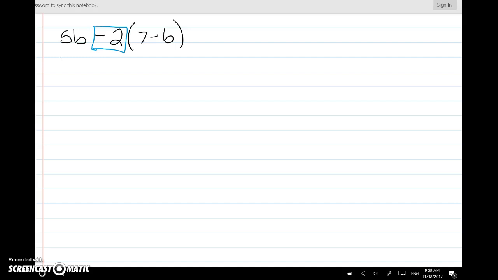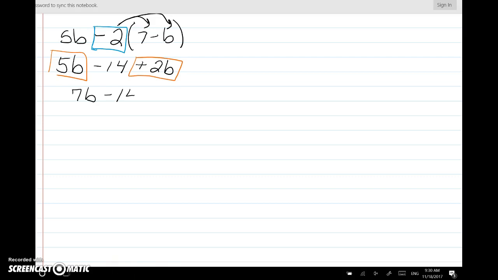So we're going to bring down the 5b because we're not doing anything to it. We're going to distribute that negative 2. Negative 2 times 7 is negative 14, and negative 2 times negative b is plus 2b. Remember, a negative times a negative is a positive. And now we have like terms. Let's go ahead and combine them. We have our 5b, positive 2b. 5b plus 2b is 7b minus 14. And this is the answer.